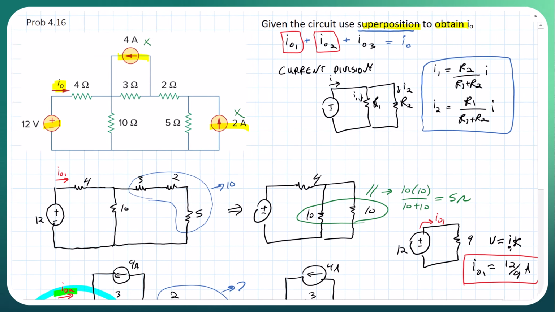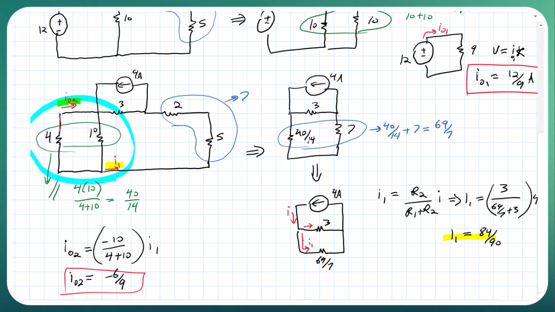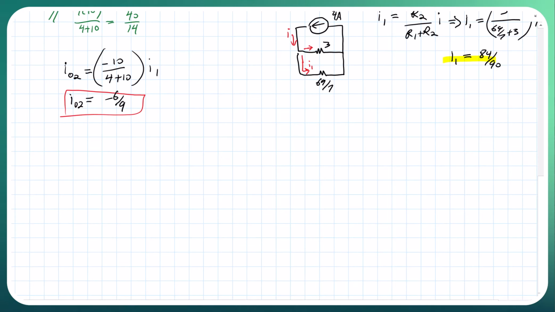We'll come back up to the circuit here. Now we're going to turn the 4 amps off, we're going to turn off the 12 volts, and then we're going to keep the 2 amps on. Okay, and then let's look at what the circuit looks like. And that's what superposition is about. You turn off all the independent sources except one, and you solve for what you're looking for.